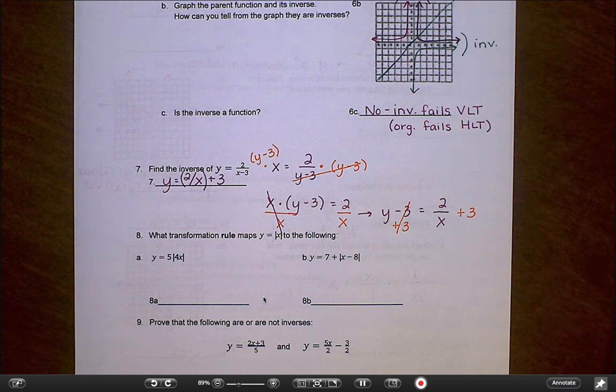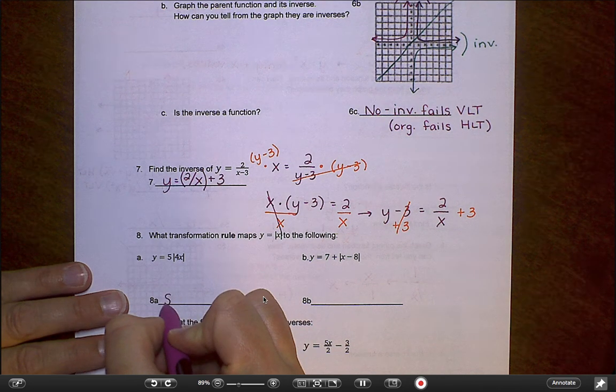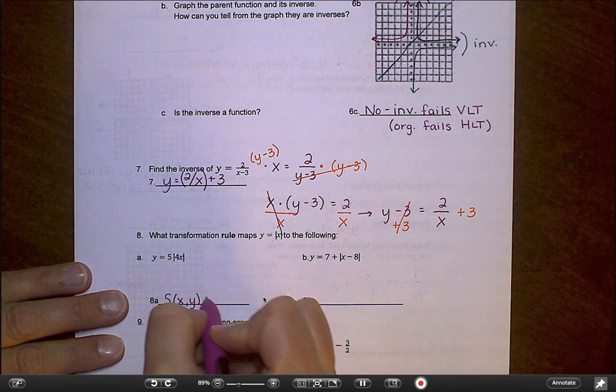Okay, what transformation rule maps the absolute value function to each of the following? Okay, so this one, I can tell it's a size change. And again, I'm not so worried about you writing this first part here.